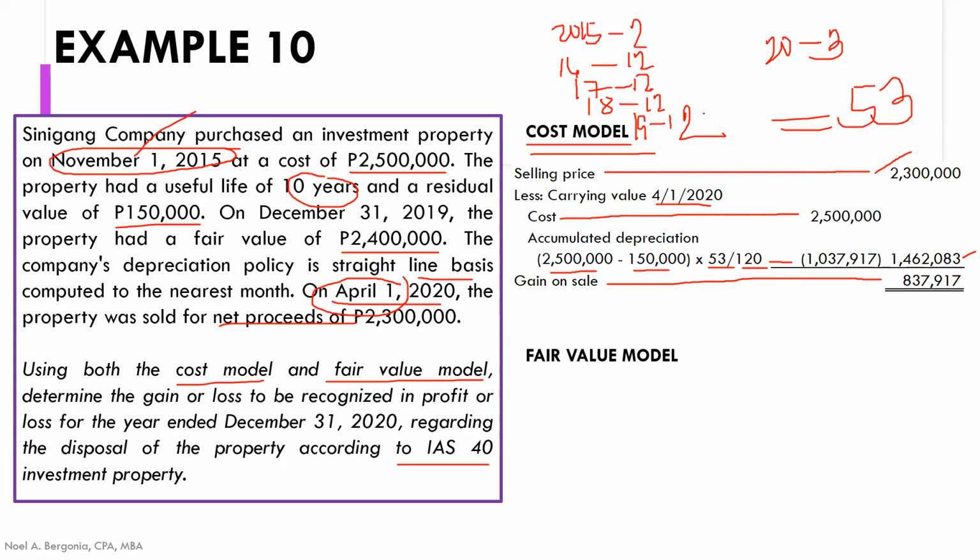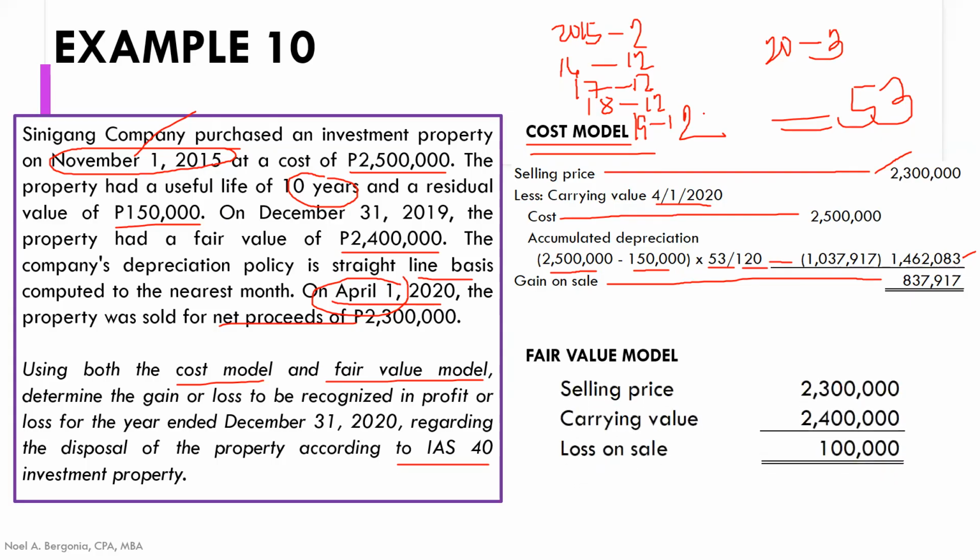For our fair value model, it is easier because the selling price or the net proceeds of 2,300,000 is compared with the previous fair value as of December 31, 2019 of 2,400,000. So we will just have a loss on sale of 100,000. They are different because the basis in computing is different. So for the fair value model, the latest fair value available would be our carrying value. So I hope that that is clear.